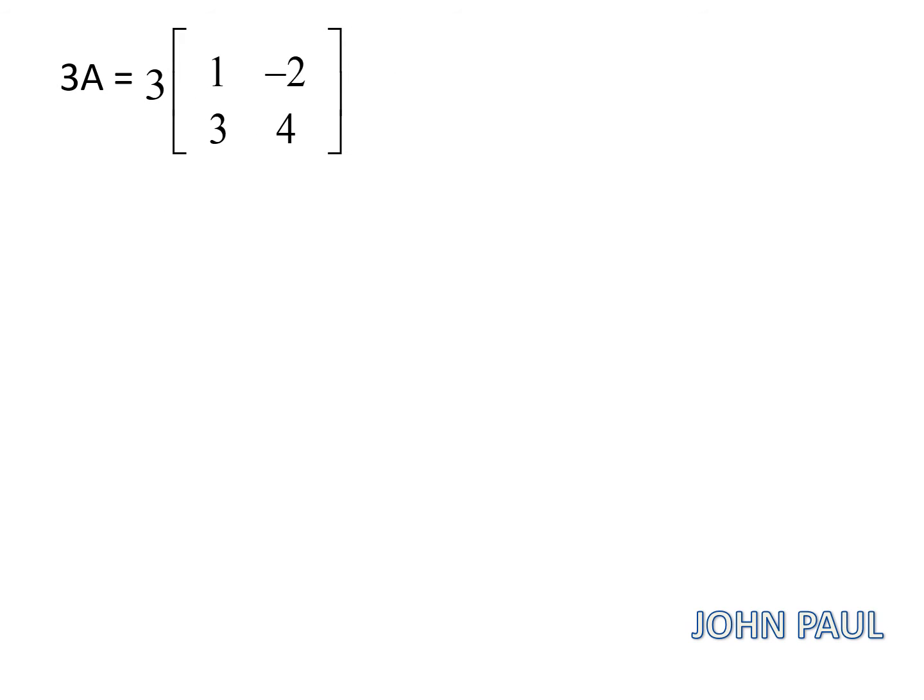3A equal to 3 into, substitute the value of A. Same like the previous problem, we'll multiply 3 with 1, 3 with minus 2, 3 with 3, and 3 with 4. So by multiplying, we got the value as [3, -6; 9, 12].